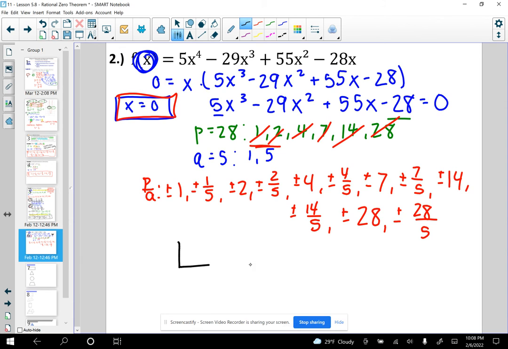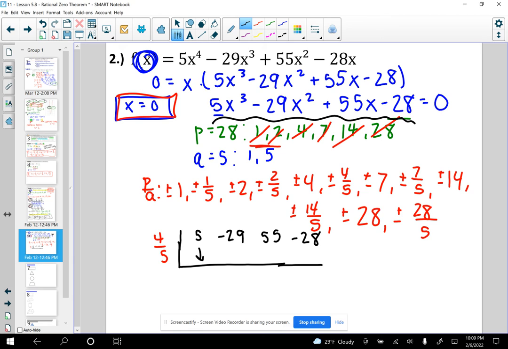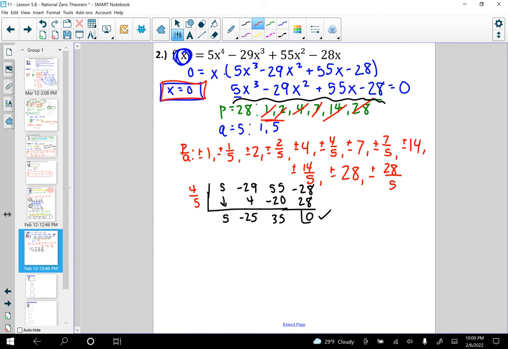our synthetic division. Okay, now remember we are using these because that is what we're trying to break down, not technically the original, because we had to factor out that x. So you got 5, negative 29, 55, negative 28. Okay. Bring down the 5. 5 times 4/5, that's 4. Add, negative 25. Times 4/5 is negative 20. Add, that's 35. Times 4/5 is 28. Add, ding, ding, ding, we get 0. Okay, so that x equals 4/5.